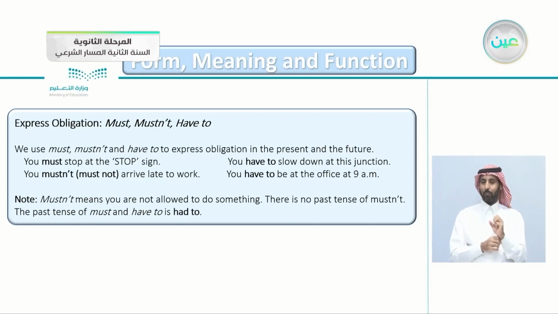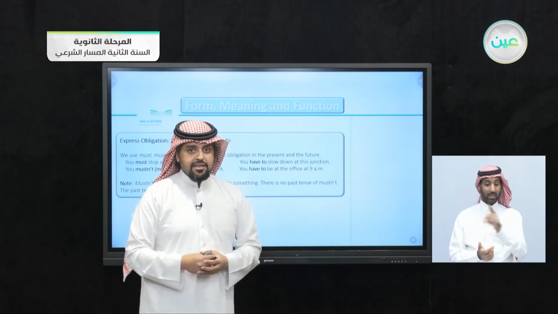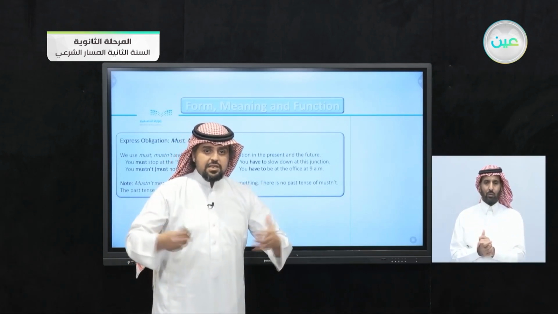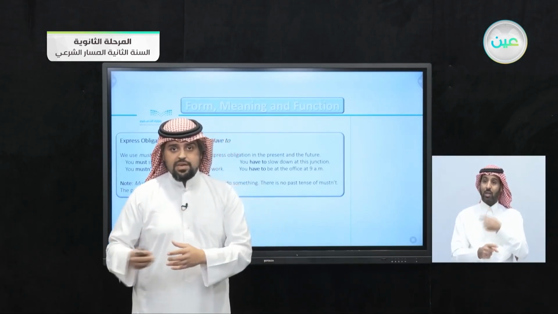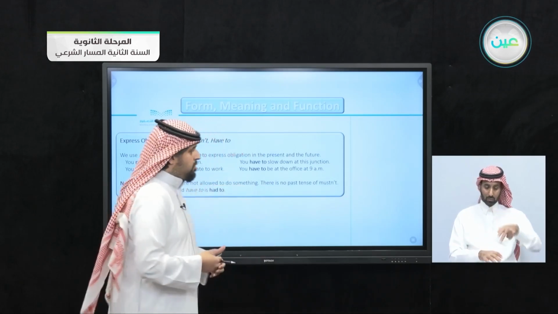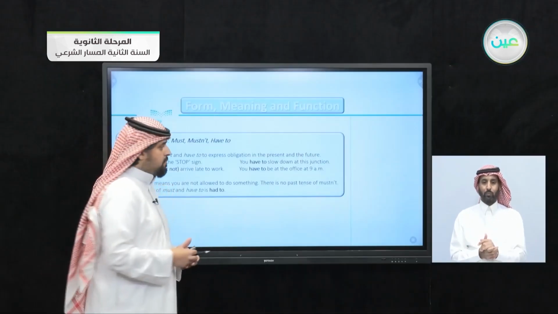So have to and must are almost the same. It means something that you should do, and mustn't is the exact opposite. It's something that you shouldn't do. You mustn't speak in class, especially when the teacher is talking. You must pay attention. You must wake up early to go to school, and so on. Here's a note here. Mustn't means you are not allowed to do something.